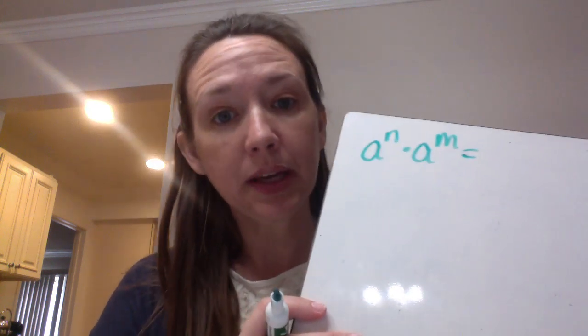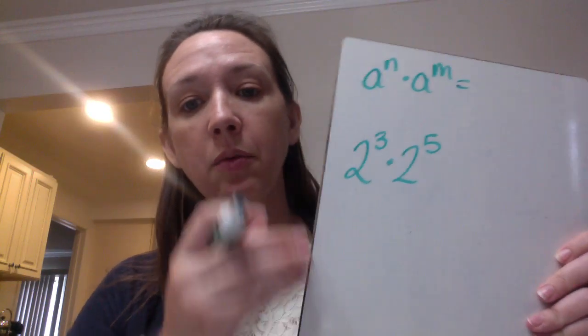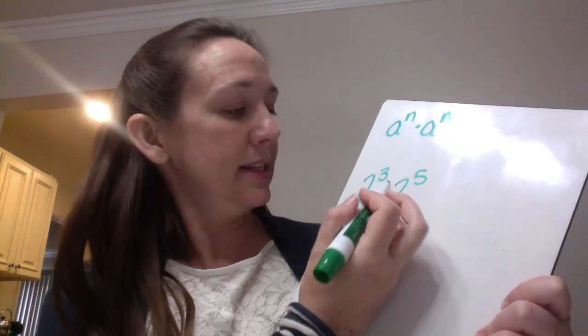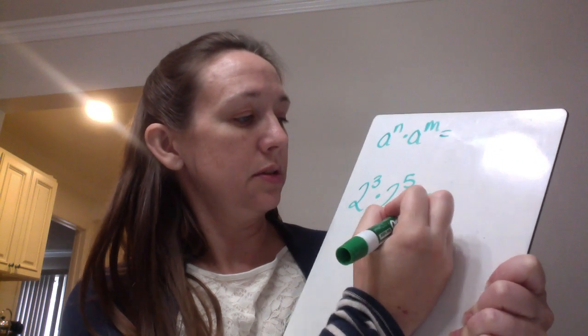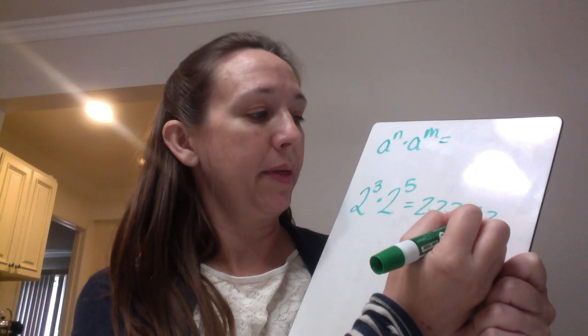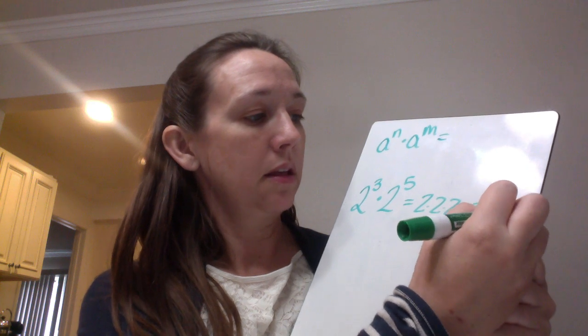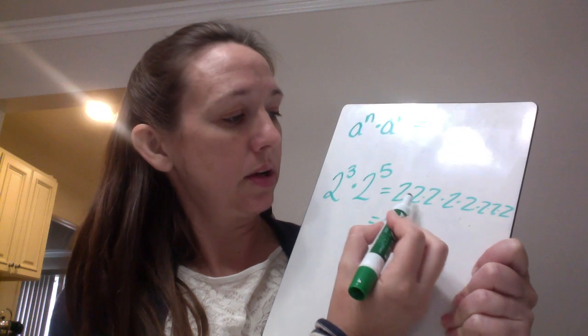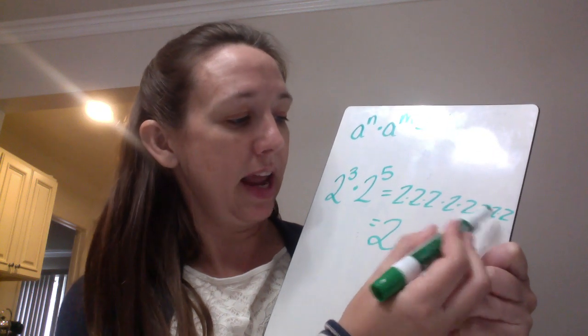But before we do, I want to give you real life examples of what they are, like real numbers, not just letters. So this is saying if I have 2 to the third times 2 to the fifth, or something like that. Anything where you have the same number at the bottom and exponents up here. This is saying that I have 3 2's, and this is saying I have 5 2's, and they're all multiplied together. When you have that, how many 2's do you have all together? 1, 2, 3, 4, 5, 6, 7, 8.